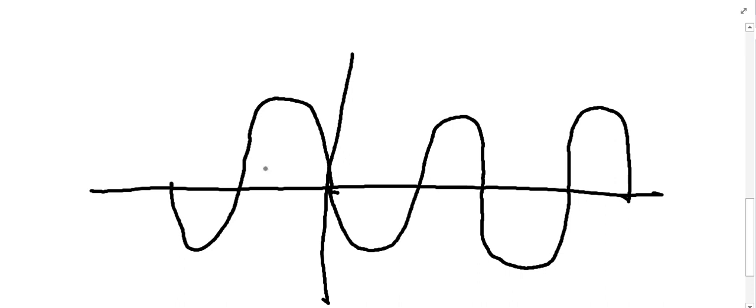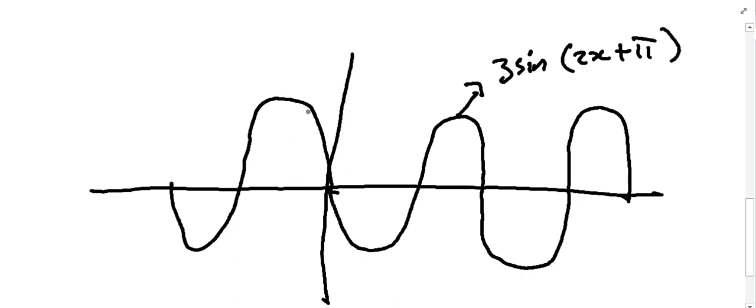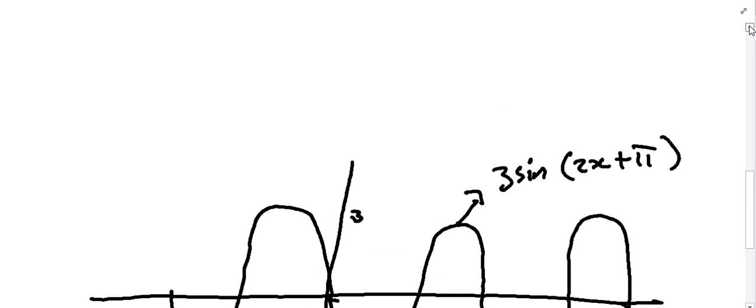And then this side, it's going like that. So it's behaving the same manner. So this curve I have drawn, it is for what? 3 sine 2x plus what? Pi. This is the one I have drawn. So there I have to put a 3, and there I have to put a negative 3.